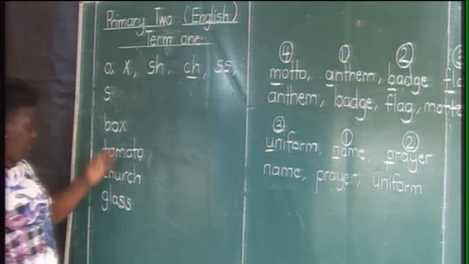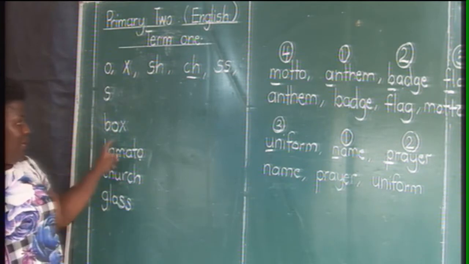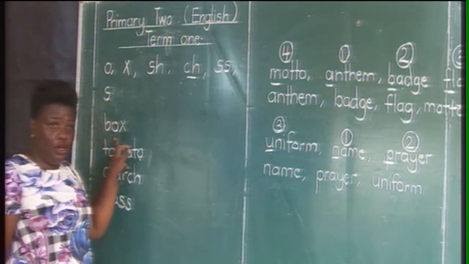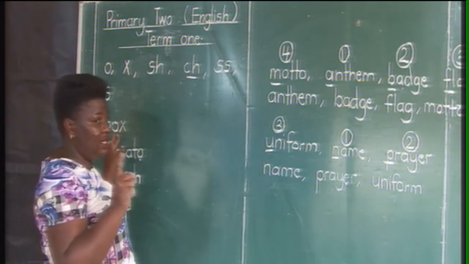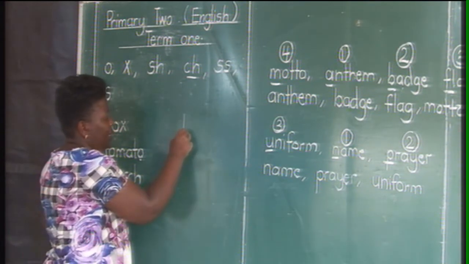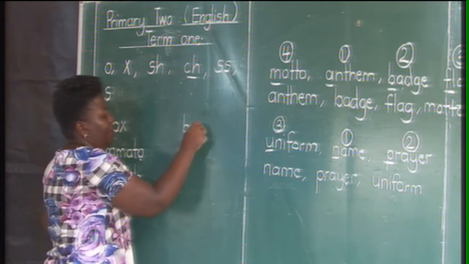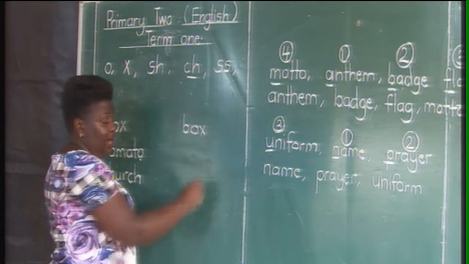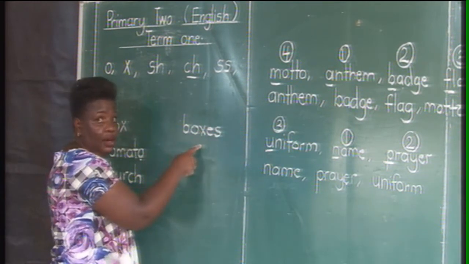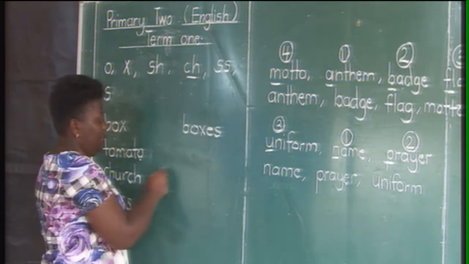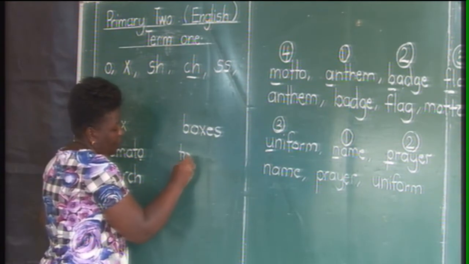Okay, let's consider these examples here. When changing these words to plural, we add es. Box, when it is one, it is a box. And when there are many, you write the word box and then add es. Box, boxes. I have tomato, tomato.